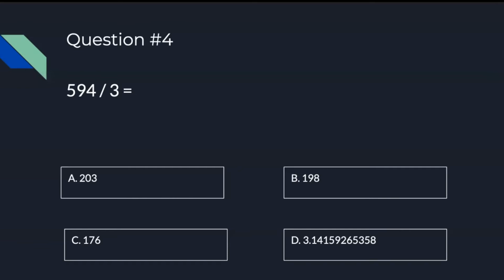This one's a bit tough. All right, so I'm just going to put it out there. It's 594 divided by 3, right? Also remember, if you don't remember how to do it, it's fine to just guess, or make an educated guess, I should say.